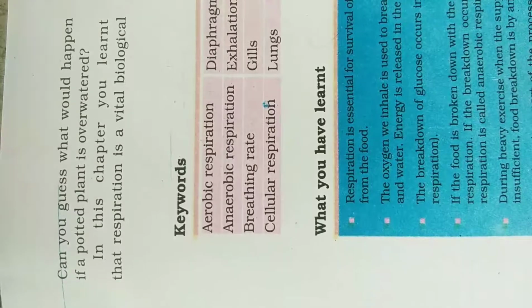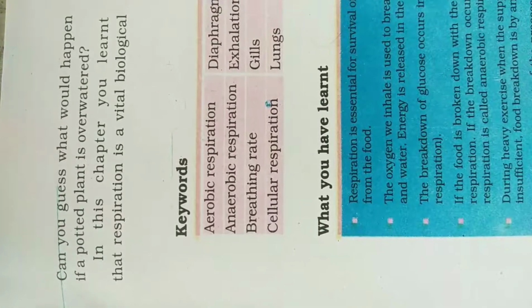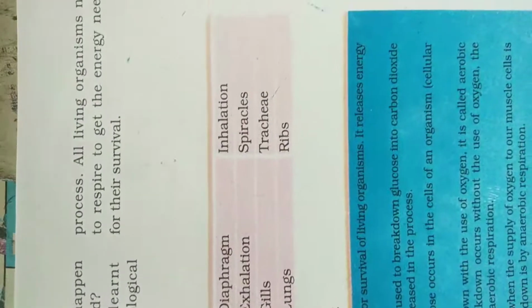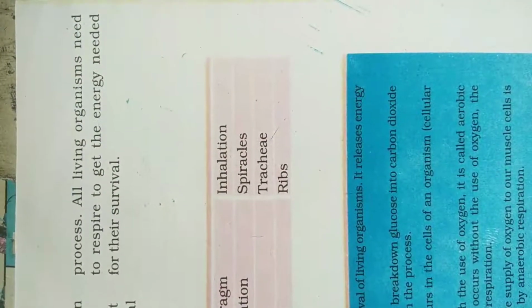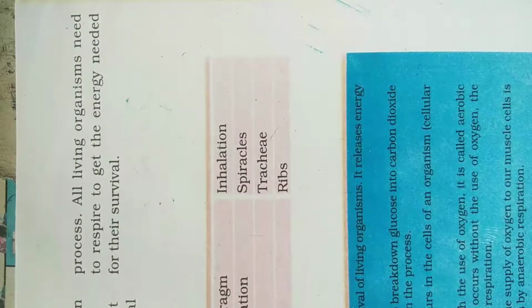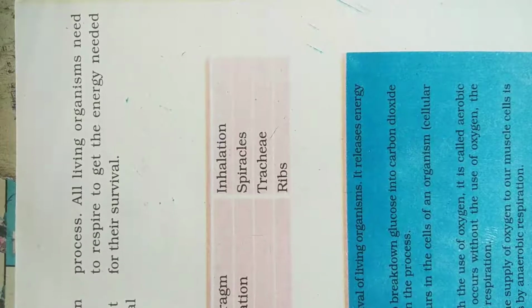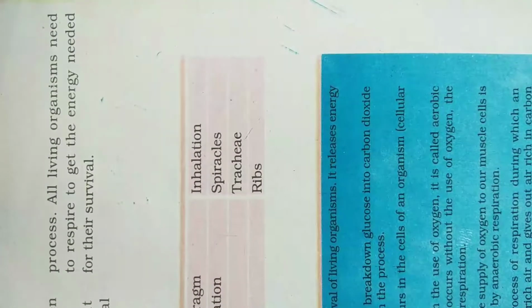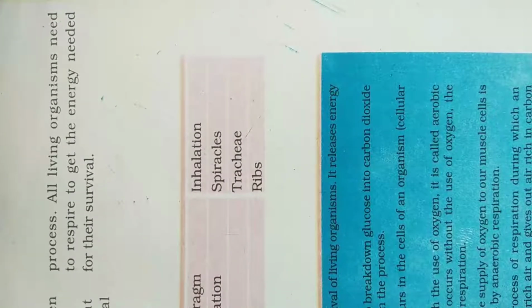In this chapter you learned that respiration is a vital biological process. The name of the chapter was also respiration in organisms, and we have seen respiration in many organisms. All living organisms need to respire to get the energy needed for their survival. Respiration is very important in living organisms, because without respiration they cannot survive. So this was all about respiration, and in this way the chapter is completed.